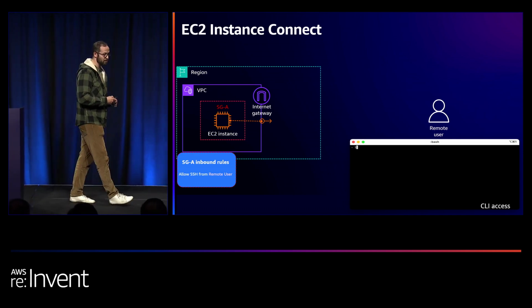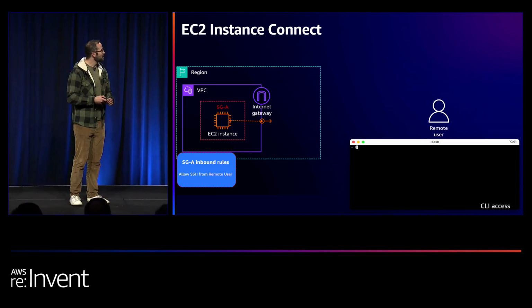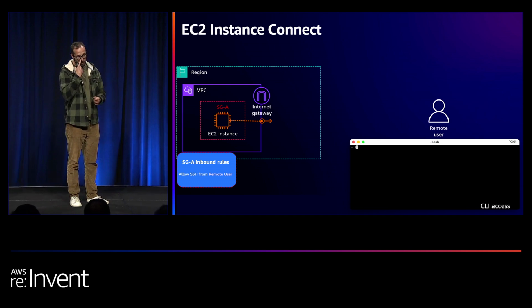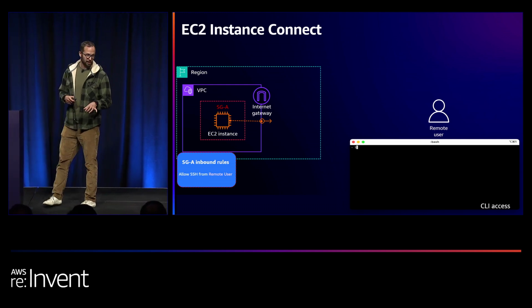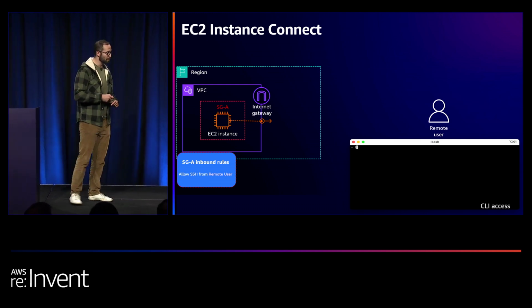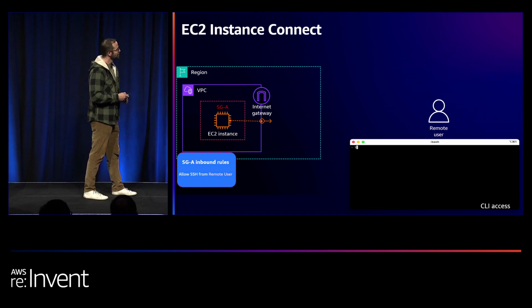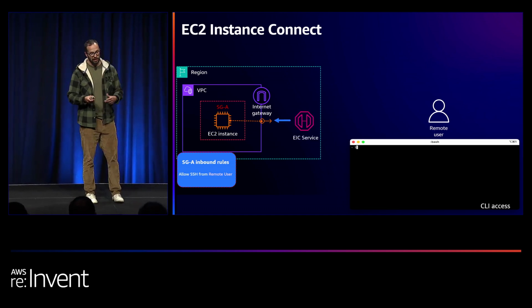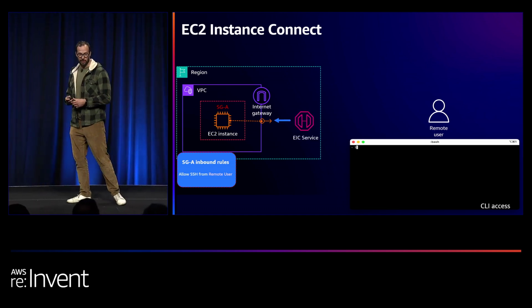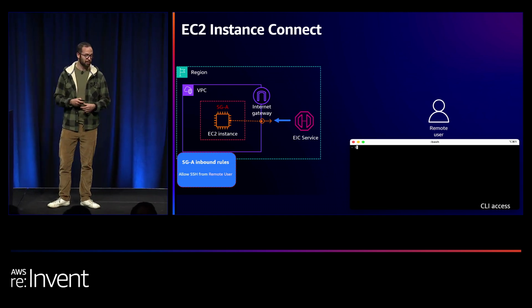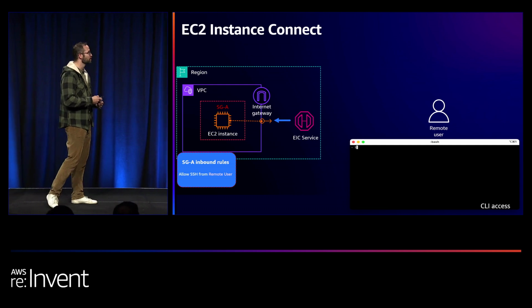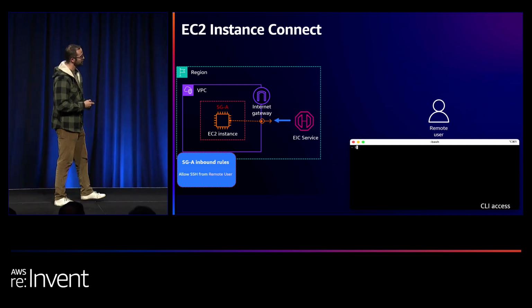So bare bones, EC2 Instance Connect. We still have an EC2 instance. We still have an elastic IP address. We still have an internet gateway. And we still have a security group that allows access from the remote user. But this time, instead of talking directly to the EC2 instance, we're going to use the EC2 Instance Connect service, and that will talk to our instance over the public internet, and then the user is going to talk to our EC2 Instance Connect service.